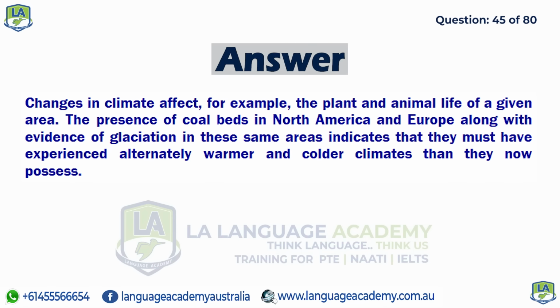Changes in climate affect, for example, the plant and animal life of a given area. The presence of coal beds in North America and Europe, along with evidence of glaciation in these same areas, indicates that they must have experienced alternately warmer and colder climates than they now possess.